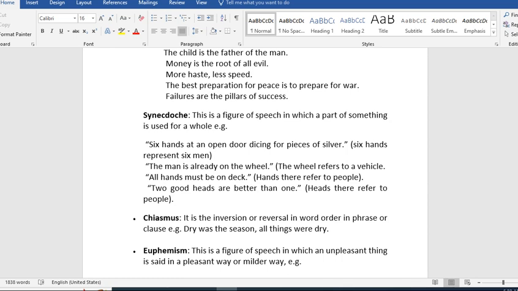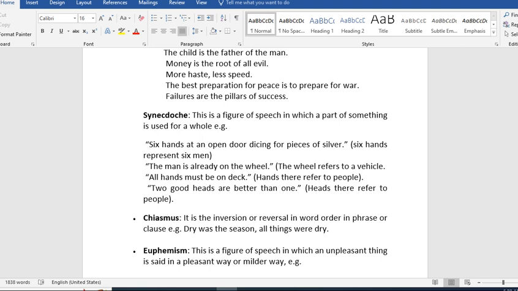Synecdoche. This is a figure of speech in which a part of something is used for a whole. For example, six hands at an open door dancing for pieces of silver. Six hands here is referring to six men. The man is already on the wheel. The wheel is referring to a vehicle. So a part is being used here to represent a whole.